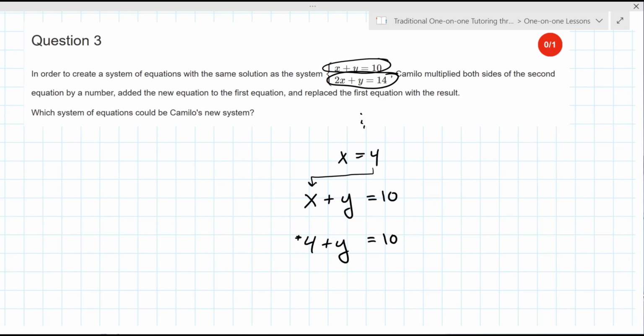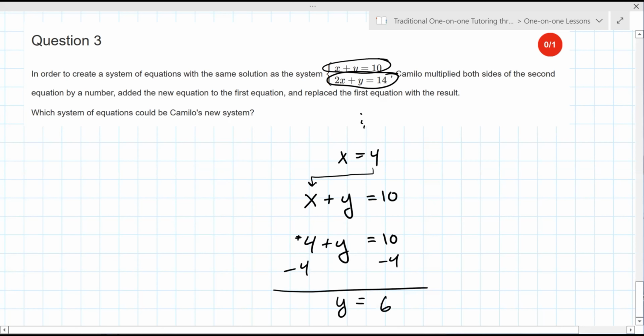Okay. So how do you undo positive 4? -4. Subtract 4 from both sides. Yeah. Subtract 4, subtract 4. So what does Y equal? Six. 10. Yes. Good.